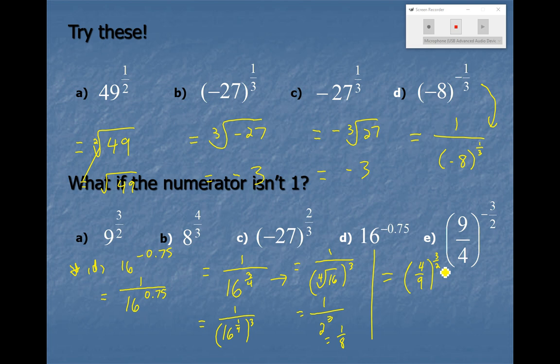So what I'm going to do now is then apply the 3 halves to the top and to the bottom. That was yesterday's lesson. Remember I said you can distribute exponents? Then you can finish it off. Top is square root 4 cubed. Bottom is square root 9 cubed. And I get 8 over 27. You try and finish it off and see if you get those numbers.